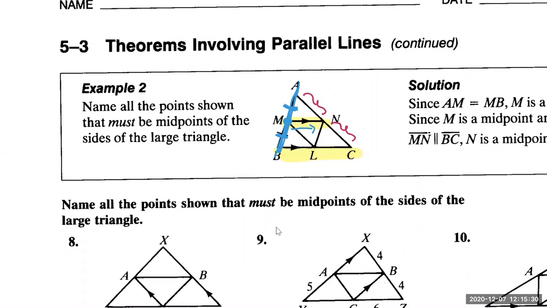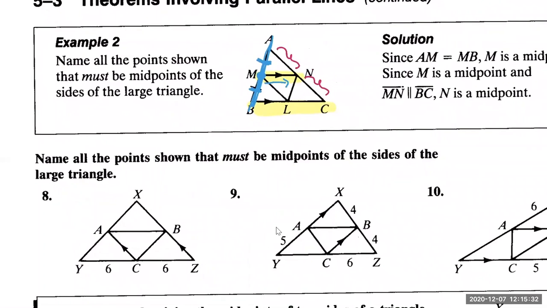Okay, so I'll do the first problem with you, number 8. Let's say I take my highlighter and I highlight the two parallel lines, one of which is the midsegment. I find the midsegment, which is in the middle of the triangle, and I see that they do tell me, in my Bruin color, that on this transversal, C is the midpoint because I know 6 is equal to 6. So the question is, name all the points shown that must be midpoints of the sides of the large triangle.